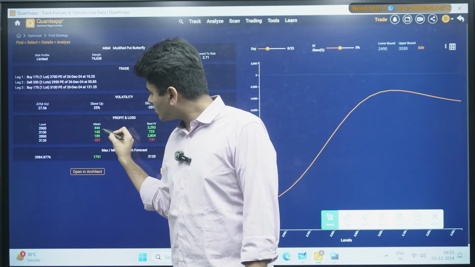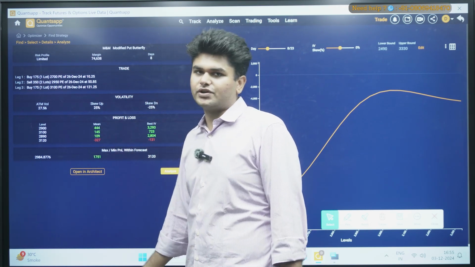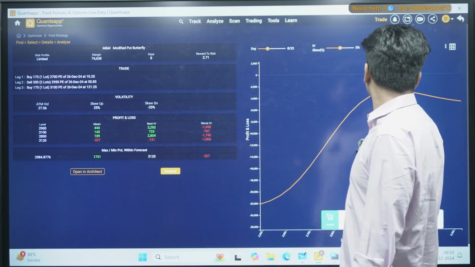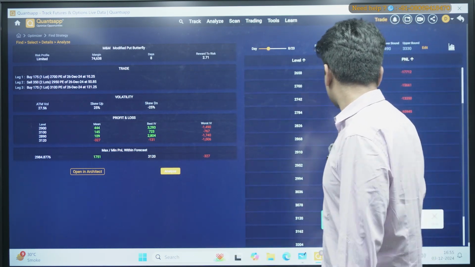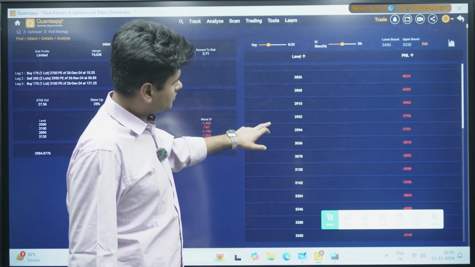So even if you see that your loss point and profit point both are giving you profit. So that is what you can see, that this is a range bound kind of a selling strategy. You can see that if it's in a range, just a second.